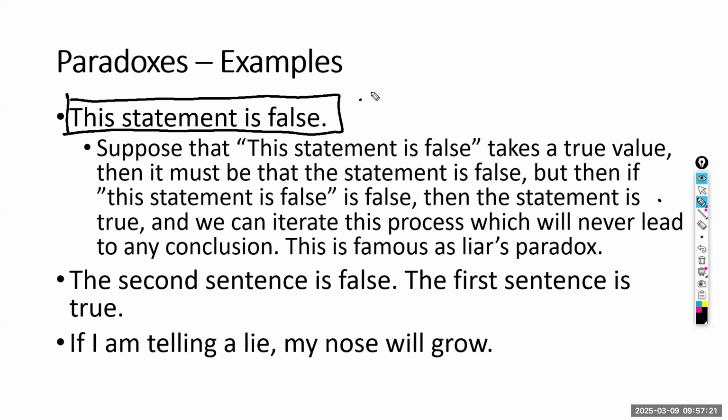Now assume that this statement is true. But this statement itself says this statement is false, right? So therefore this statement can't be true, right? Can't be true. But if it can't be true, then the statement is false is correct. Then again it goes back to being true, and then again it can't be true.